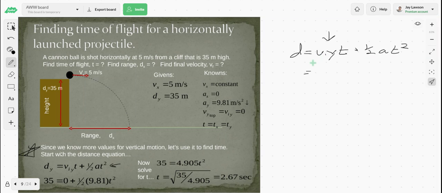Because the initial velocity is 0. We know that. In the y direction, so I need to be sure I abbreviate well. In the y direction, the initial velocity is 0. The velocity at the top is 0. So anything times 0 is 0, so we're going to take this term out. We don't need it. So now our equation becomes this. Okay, you follow?